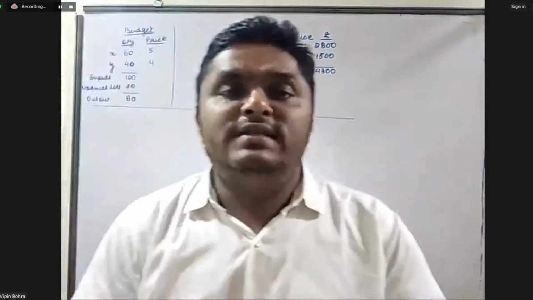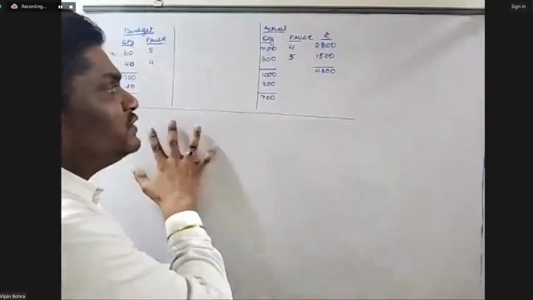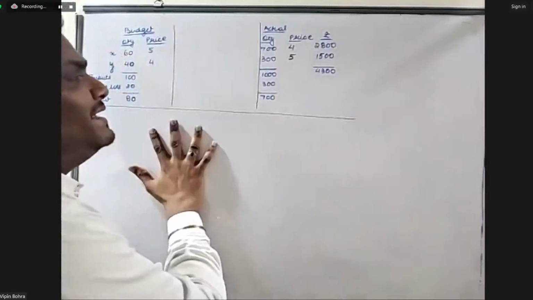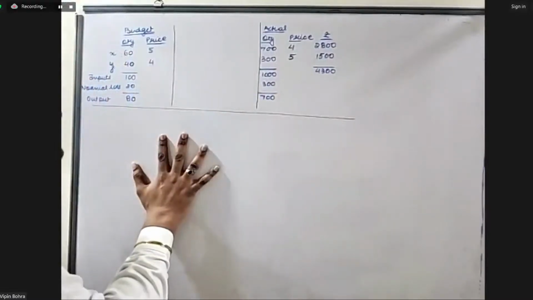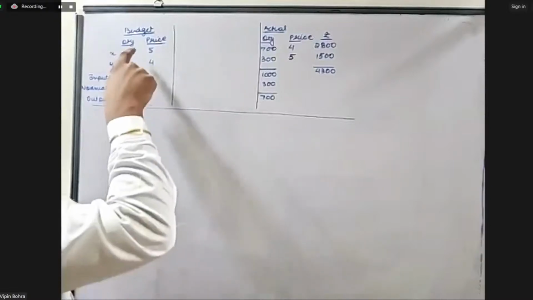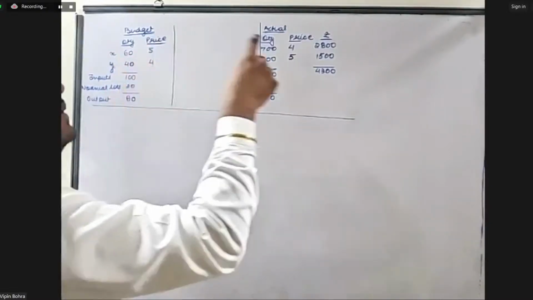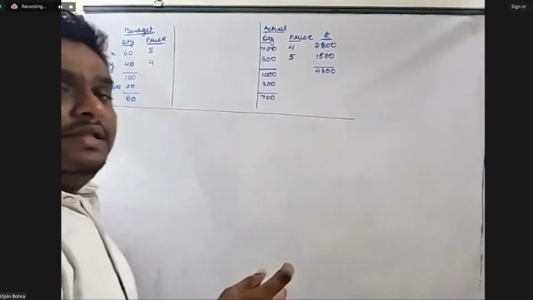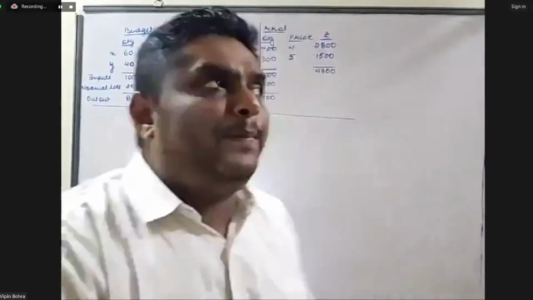Now the point is, my question is, are these two figures comparable? Yes or no? I just want a simple answer. Are these two figures comparable? Yes or no? Can we say X was supposed to be used 60 kgs, but we used 700 kgs? The X which was supposed to be used 60 kgs, we actually used 700. Can we say like this? My point is, are these two figures comparable?